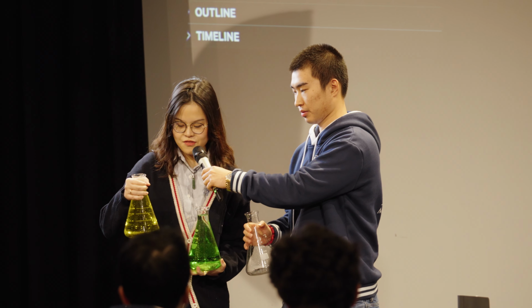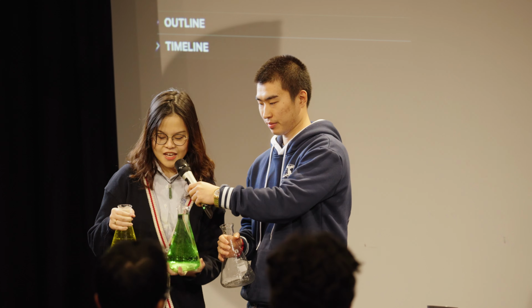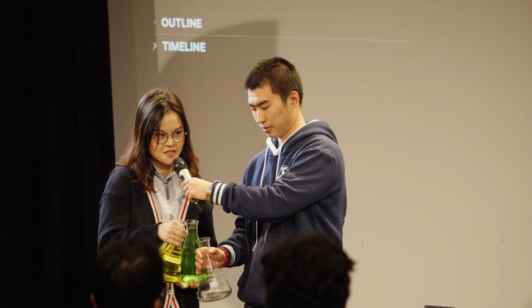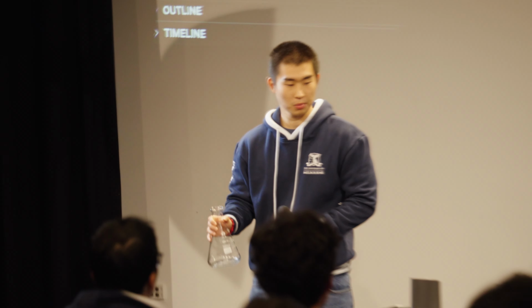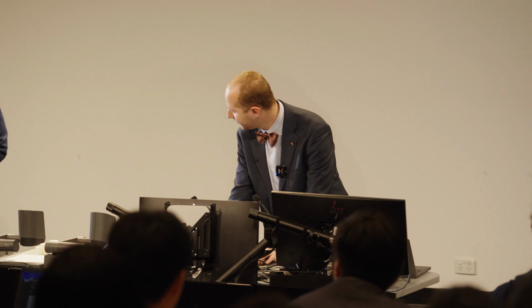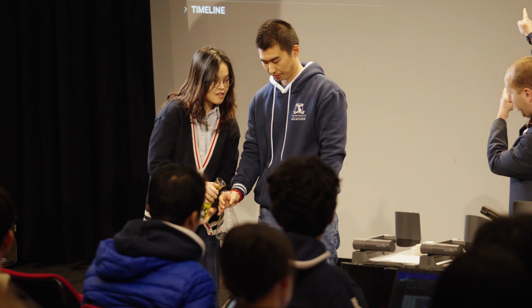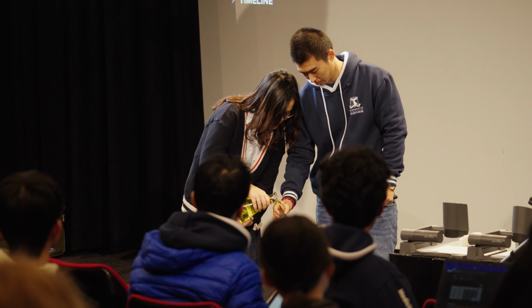I will call this variable A. Yep, that is A. A is yellow. This is B. First thing I will do is to fill up the empty bottle, which is? C. Okay, so C, what are we putting inside C? Put it inside A. So C gets whatever was inside A before. So that's what we're doing. Okay, go for it.